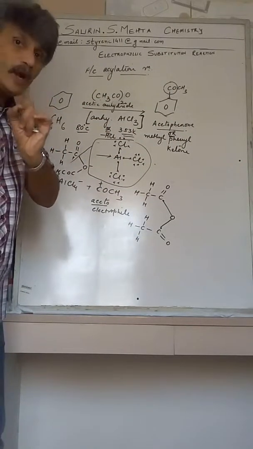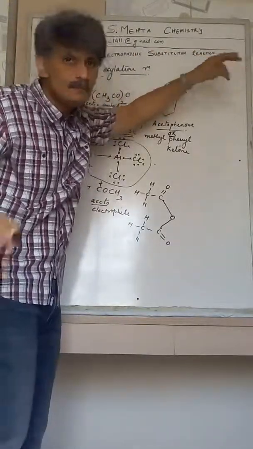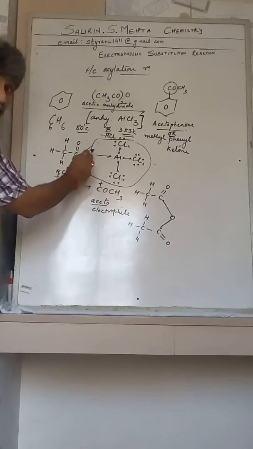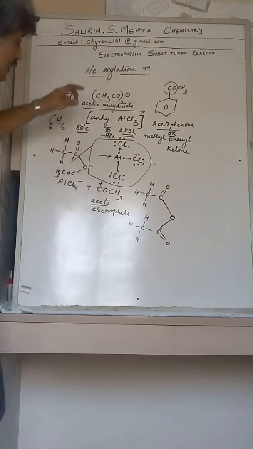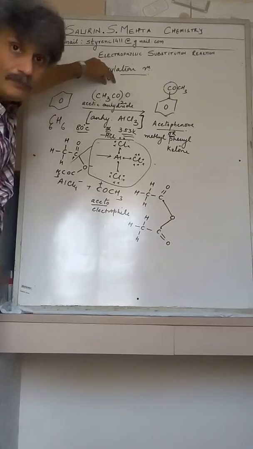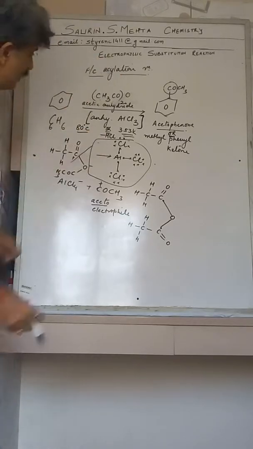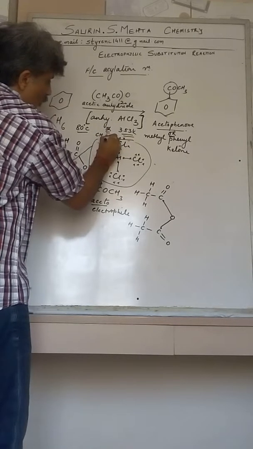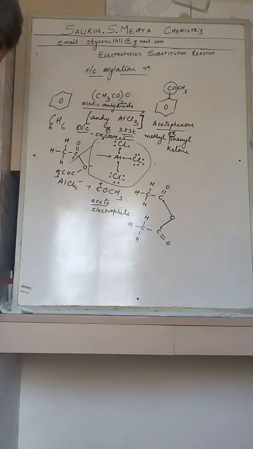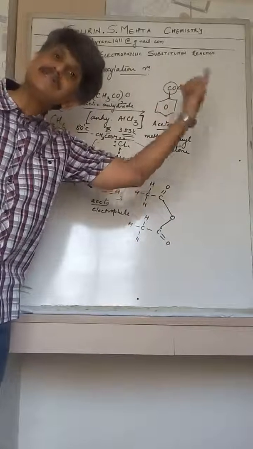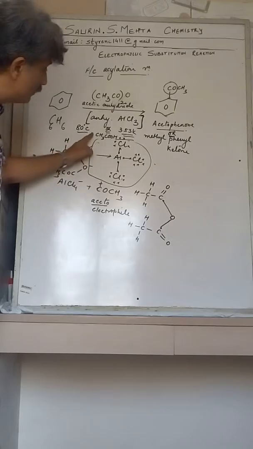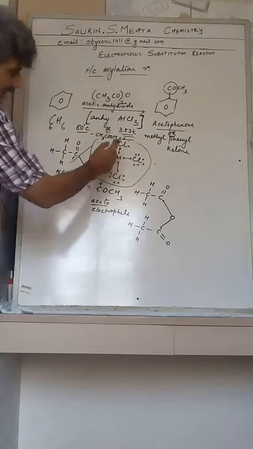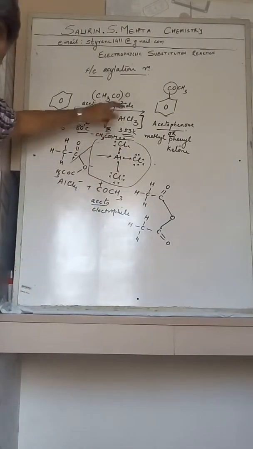Not only that, the H which leaves the benzene ring combines with this part, CH3COO minus, and H is with plus. So if you take acetic anhydride, the byproduct will not be HCl, but it will be CH3COOH. That will be your byproduct. If you take acetyl chloride, HCl; if you take acetic anhydride, CH3COOH is the byproduct, and again you will get AlCl3 back, and that will act as a catalyst.